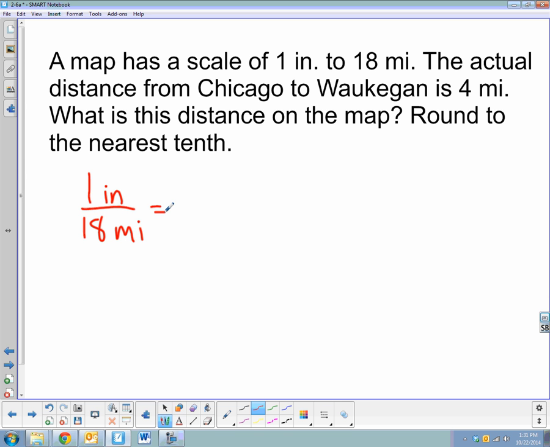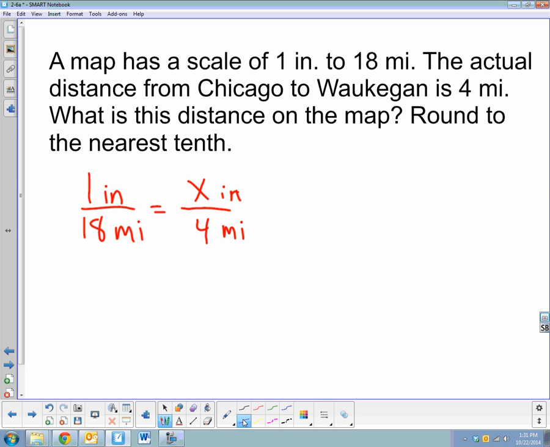The actual distance from Chicago to, I don't know how to say that properly, Waukegan is 4 miles. So if I'm filling in the second half of my proportion here, we want miles to match with miles. So the miles is going to stay on the bottom, and we're going to have that 4 in the denominator. It says, what is the distance on the map? We don't know. So that's our variable, and we know that's going to be inches.